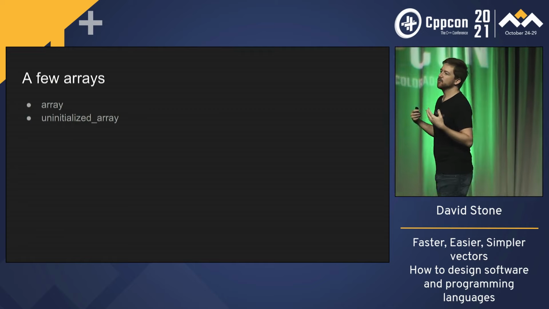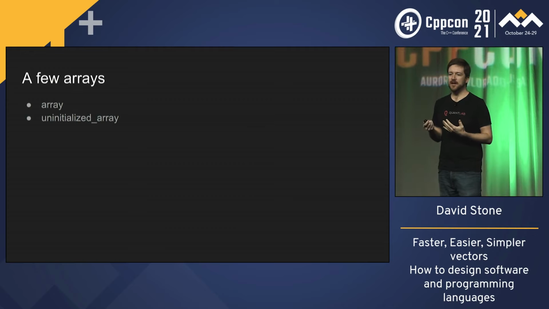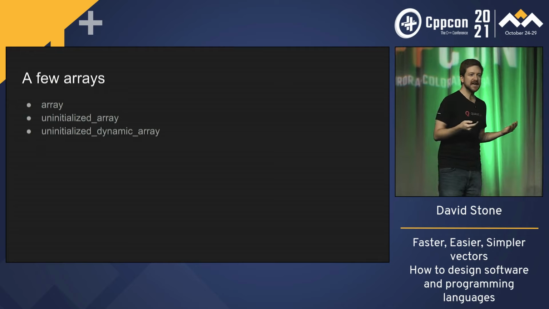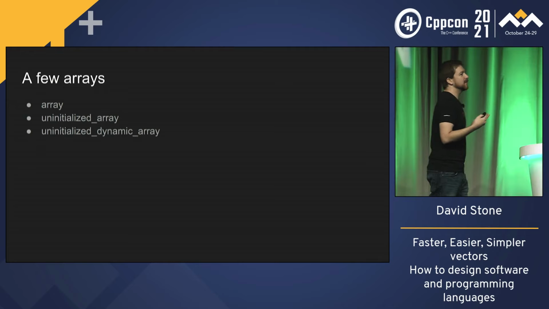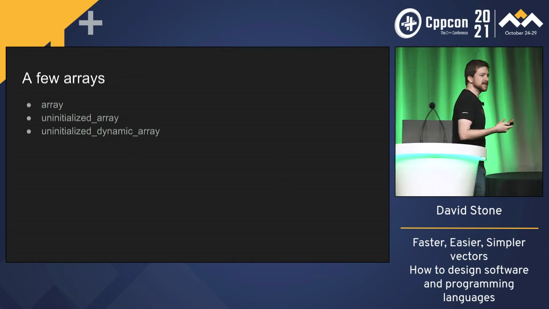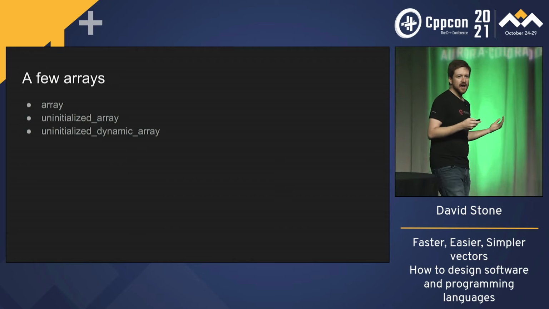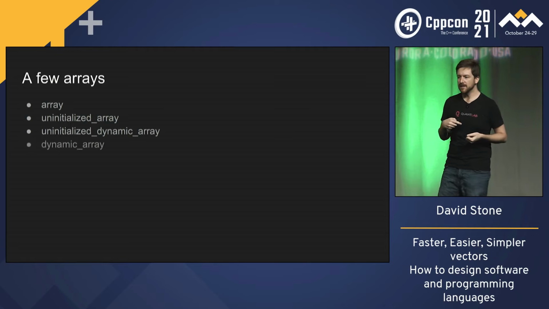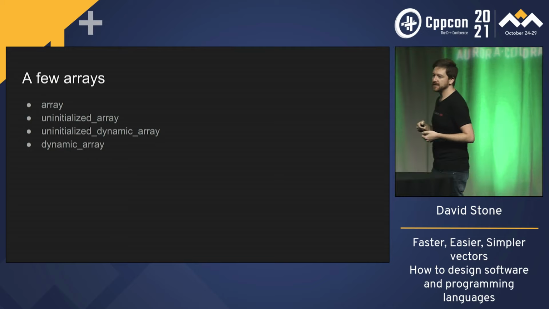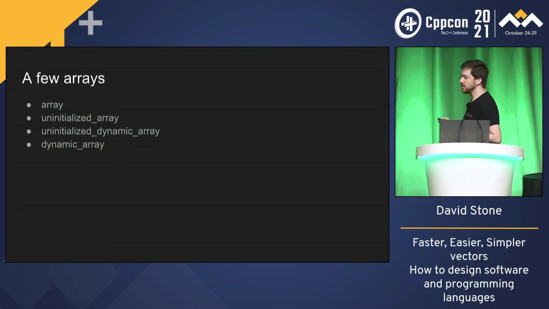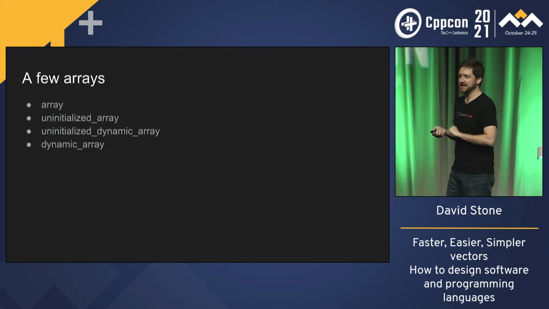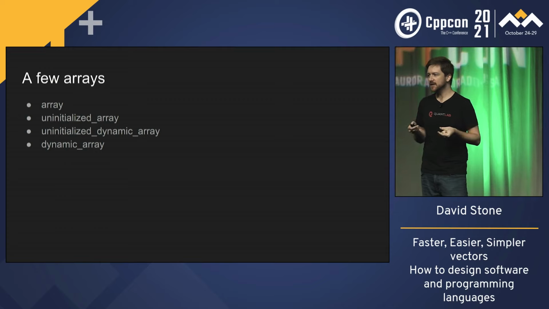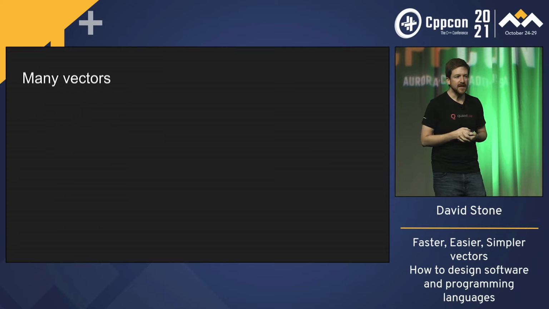But it's basically an array that owns the memory, but not the objects themselves. It provides storage for objects. Uninitialized dynamic array, the same sort of idea, but now instead of the size being known at compile time, it is a runtime size. This is important because it makes implementing other containers much easier. And then dynamic array is similar to vector, but rather than having a capacity and a size, it has just a size. That allows you to not have to store that capacity, so your stack space is a little smaller. And then there's many vectors.